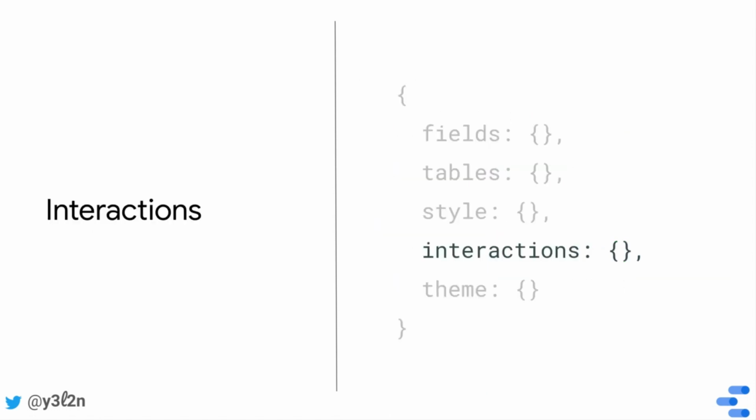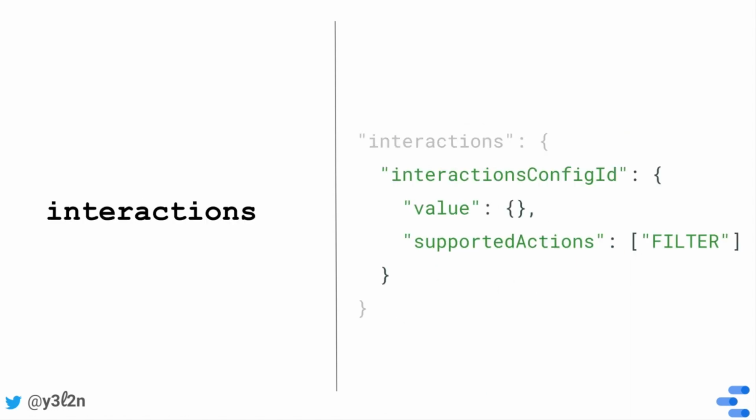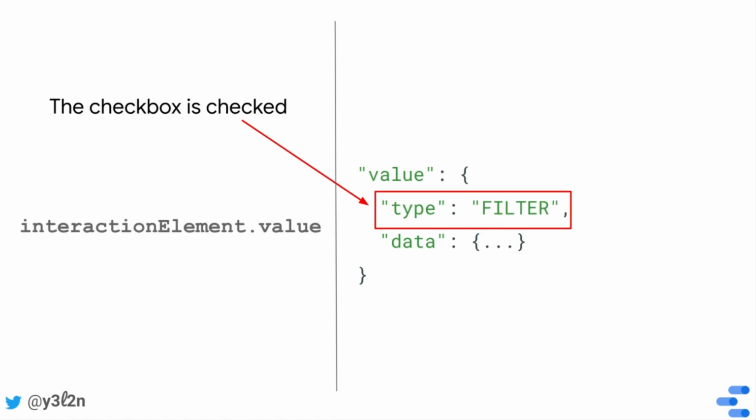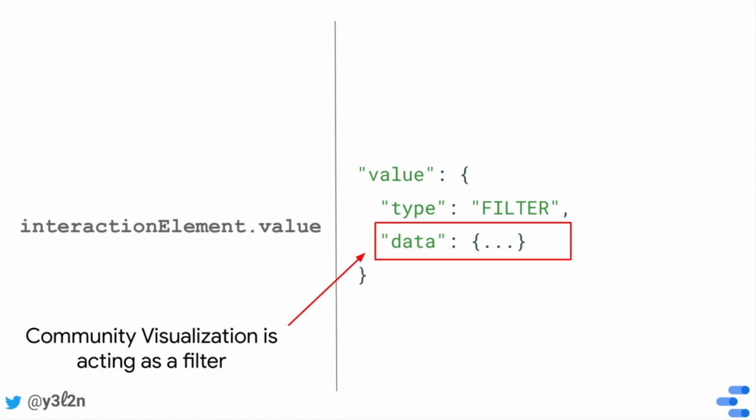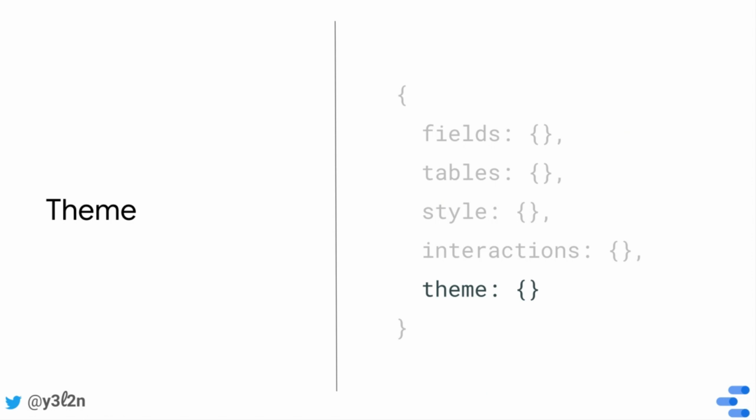Interactions contains information about whether this visualization is configured to interact with other dashboard components. If no interactions are defined in the config, this will be an empty object. However, if interactions are defined, the interactions config ID will correspond to the config ID of the interactions element in the config. And if the checkbox is checked, type will be filter. And if data is non-empty, the visualization is currently acting as a filter, and the data will reflect the current filter state. Theme contains the theme style object.